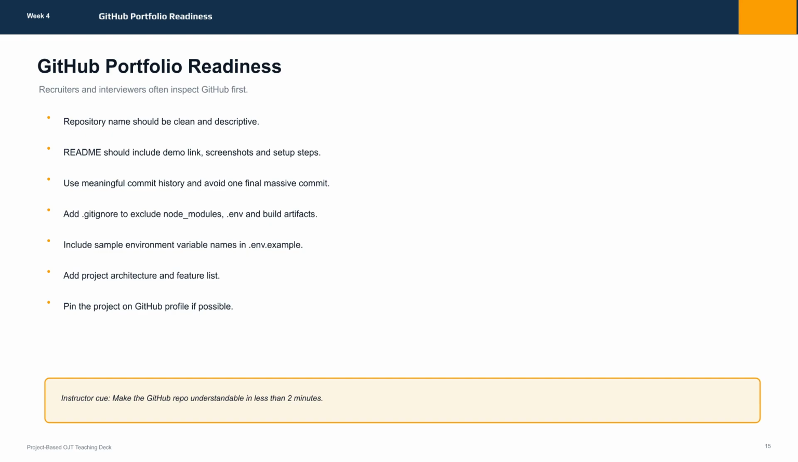GitHub portfolio readiness is crucial, as recruiters check it first. Ensure your repository name is clean, the README includes a demo and setup steps, and your commit history is meaningful. Use .gitignore to exclude unnecessary files, and pin the project on your profile.